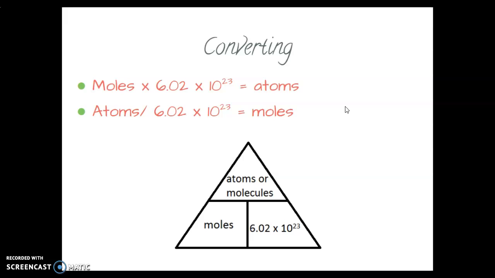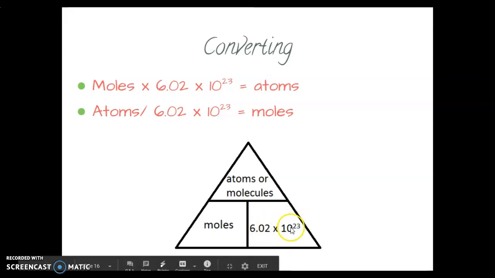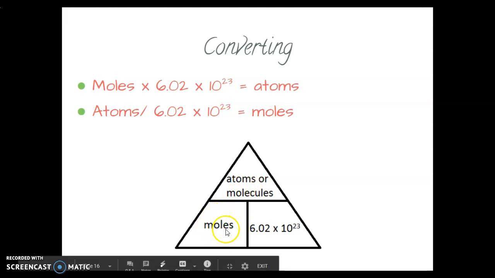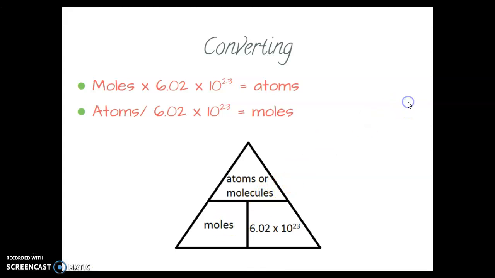Here's how you do the same thing for atoms or molecules using Avogadro's number, which is 6.02 times 10 to the 23rd. If you want to calculate the number of atoms in a sample, you take the moles times 6.02 times 10 to the 23rd, because they're next to each other. If you want to determine the number of moles, you take the atoms or molecules divided by 6.02 times 10 to the 23rd.